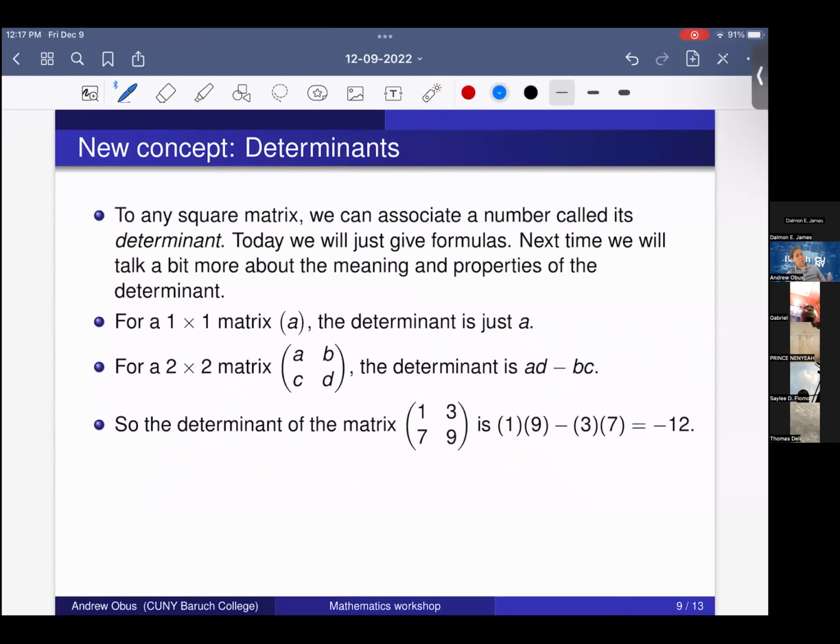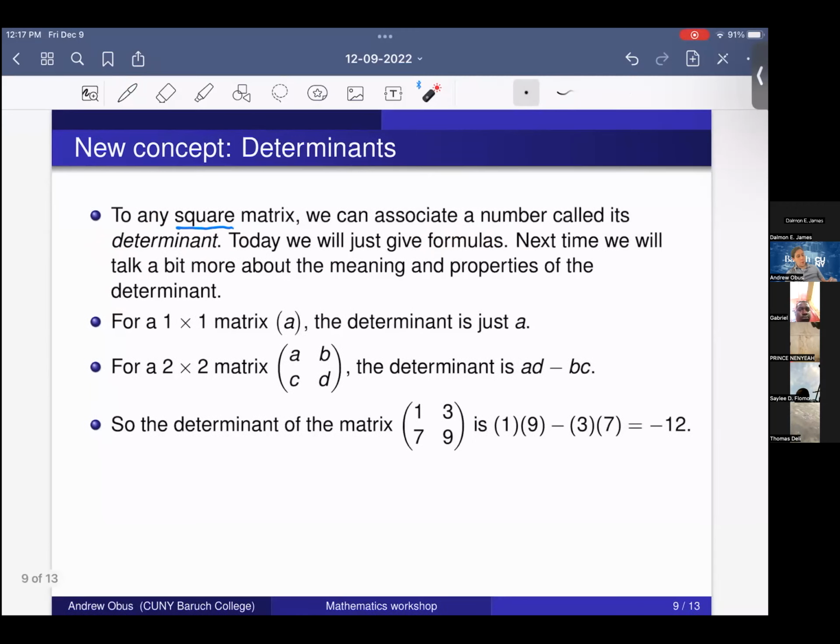If I have a square matrix, it has to be a matrix where the number of columns is the same as the number of rows. Every square matrix has a number called its determinant. Today we're going to give formulas for how to calculate this number, the determinant. Next week, we'll talk a little bit more about what it means. You can do it for any square matrix, but today we're going to be doing it for a 1x1 matrix, a 2x2 matrix, and a 3x3 matrix.